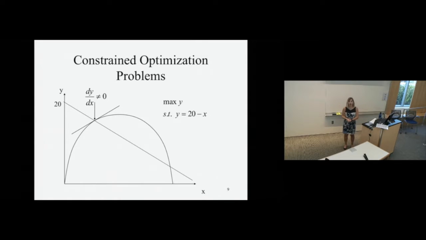But unfortunately, we're not in that world anymore. We're in the constrained optimization world. In this problem, we have an optimization problem with one variable. I want to maximize the value of y subject to the fact that y has to lie on that line. That line going across is y equals 20 minus x. Where those two curves intersect, that's our solution. But, oh no, the derivative of y with respect to x is not equal to zero. We can't just set functions equal to zero anymore. It's terrible.